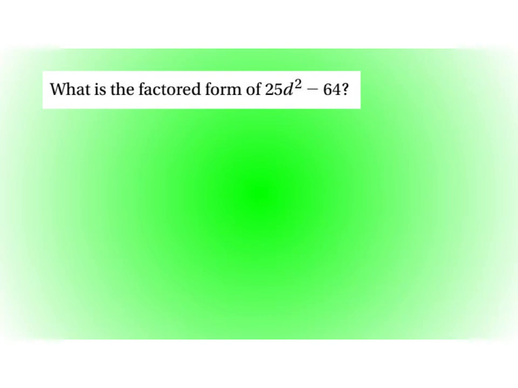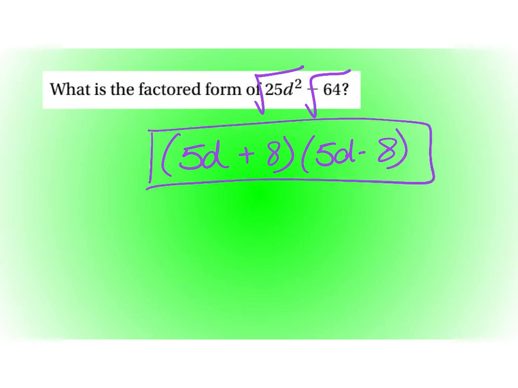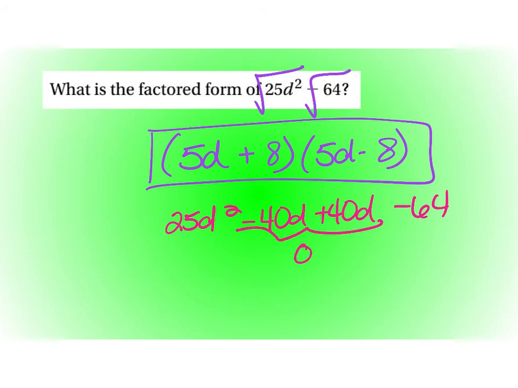All right, here's another one of those difference of two squares. So same idea, we're going to take the square root of the first and last. So this would be 5d and 8. We're going to have one of each. So 5d minus 8. When you have that situation, then you're good to go. So we can check this though. So this would be 25d squared minus 40d plus 40d minus 64. So then these two middle terms have a value of 0. So yes, we're left with what we need.